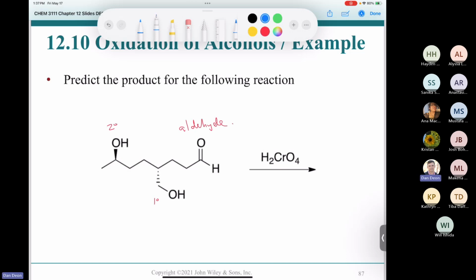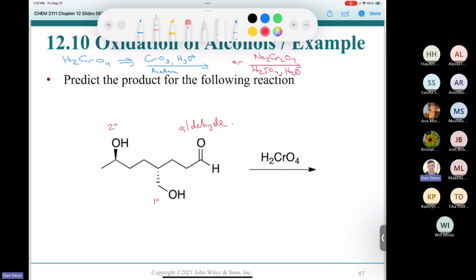Remember, the chromic acid can come from two things, okay? H2CrO4 can come from either a mixture of chromium trioxide, aqueous acid, and acetone. So acetone, there you go. That's one possibility. Or it can come from a mixture of sodium dichromate, sulfuric acid, and water. Either one of these makes chromic acid.